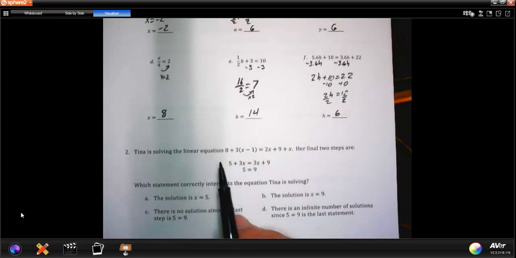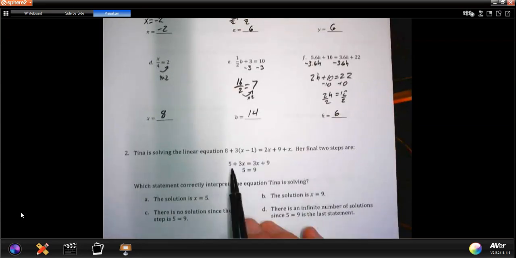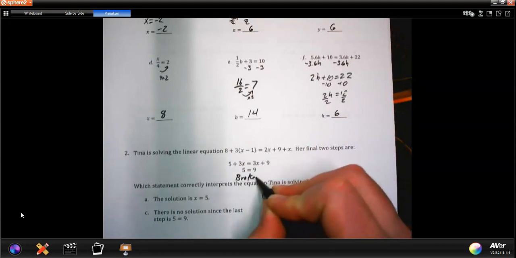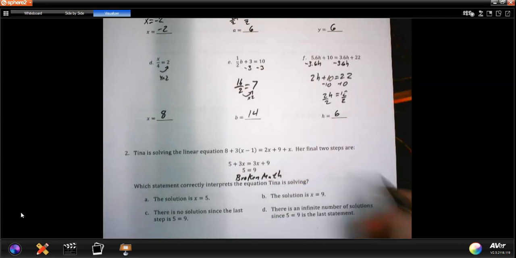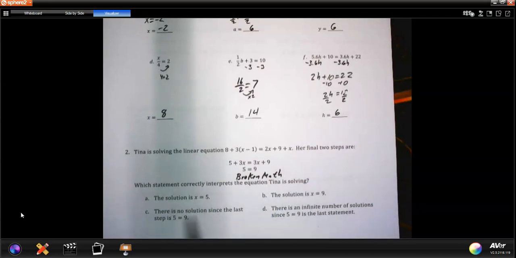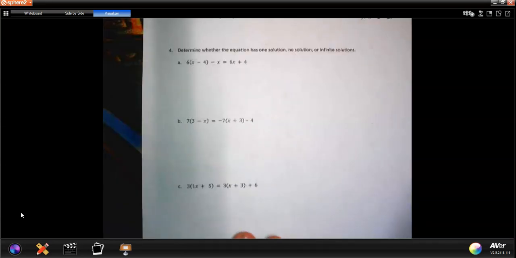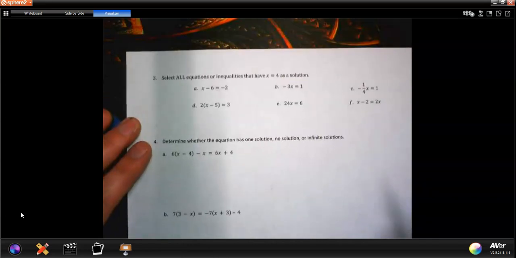Tina's solving the linear equation. Her final two steps are blank. She gets 5 equals 9. That's broken math. That means there's going to be no solutions if that is the case. There is no solution since 5 does not equal 9.